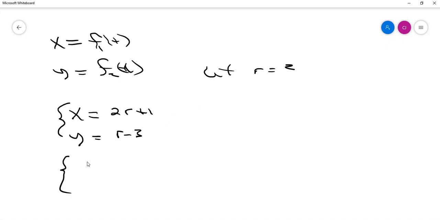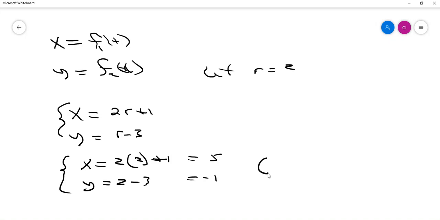So if we let r be equal to 2, then x would be equal to 2 times 2 plus 1, and y is going to be 2 minus 3. So that's going to be 4 plus 1, or 5, and y is going to be equal to negative 1. So that's how we get the ordered pair. We still get an ordered pair. I get 5 comma negative 1 out of this.